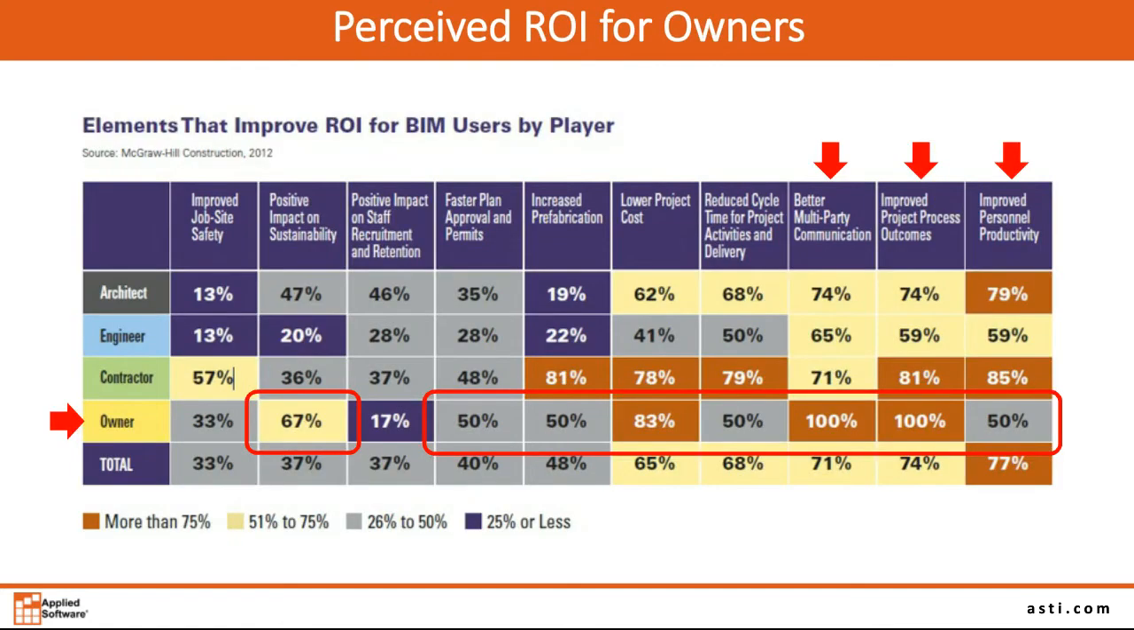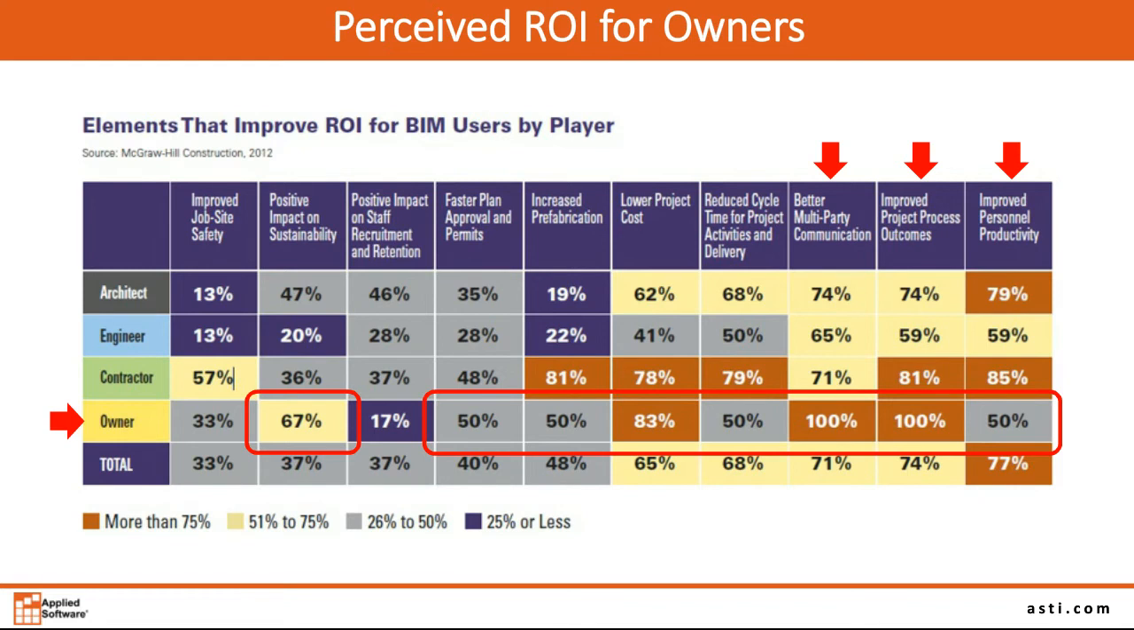Now, if you look at the perceived, and again, I stress the word perceived ROI, from the perspective of some of the various players and what's important to them, the 2012 Smart Market Report documents that. For owners, you'll notice that owners saw an impact on sustainability, as we mentioned already, as well as reduced project costs, cycle time, better communication, project process outcomes, and personal productivity. And we're just looking at areas where they saw 50% or more return on investment.